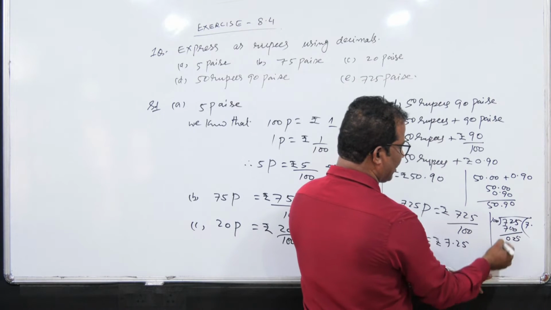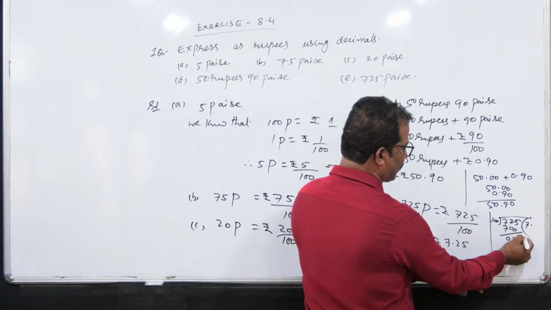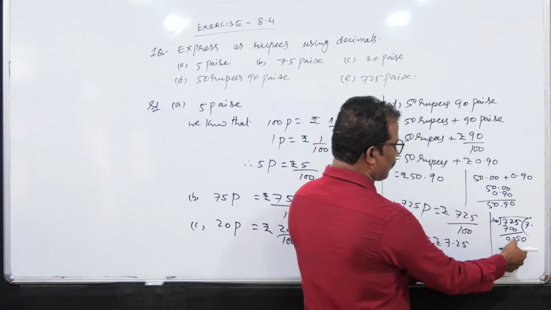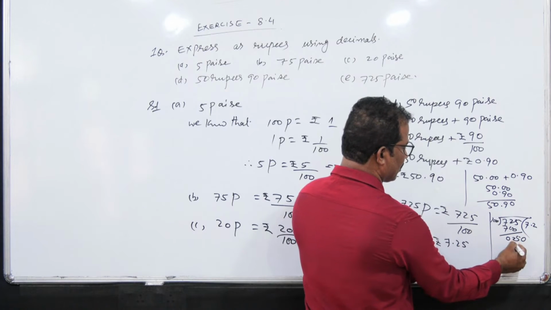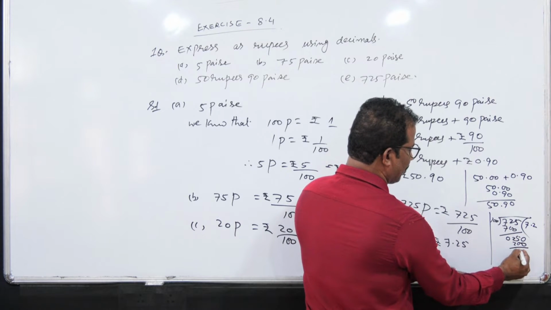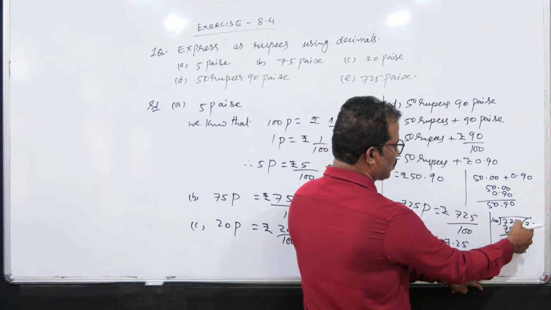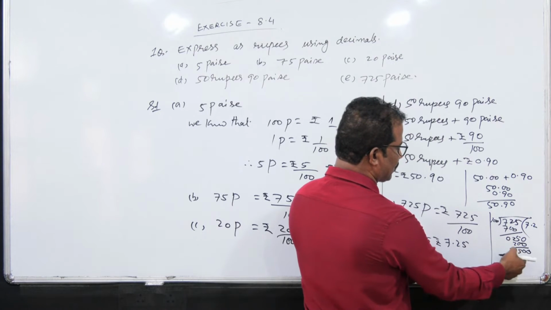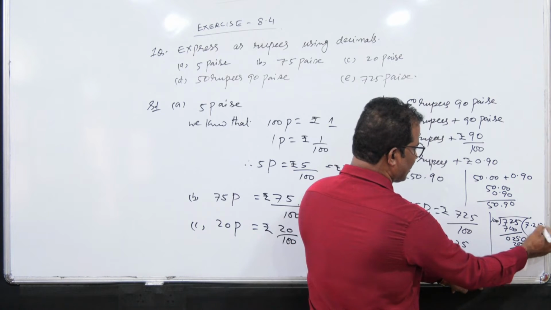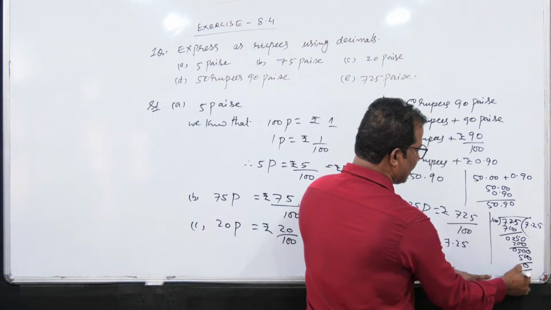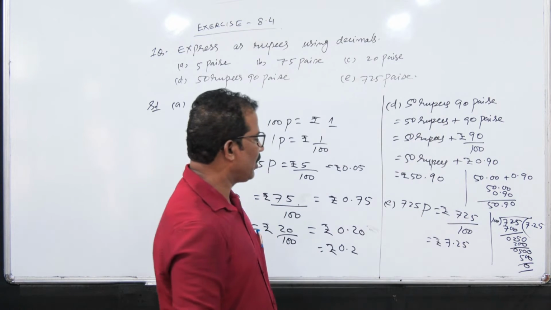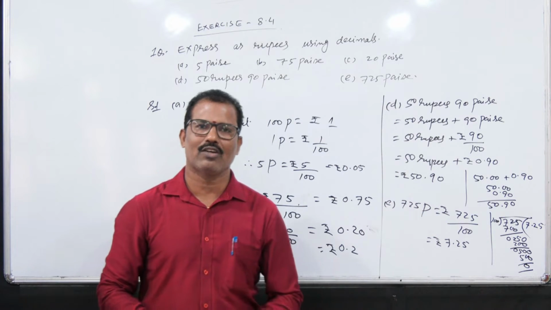So you can put a point here. After putting this point, we can add a 0 here. Now it is 250. Now 100 2s are 200. Again the remainder is 50. For this, we can add one more 0 here. It is 500 now. So 100 5s are 500. In this way we get 7.25 rupees only. Understand all of you?